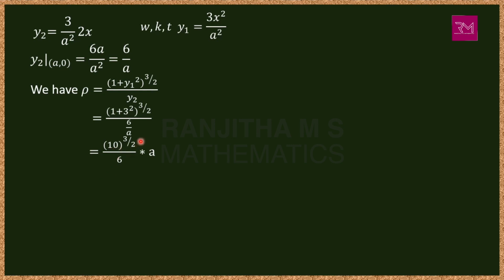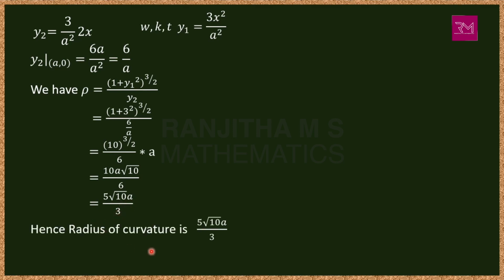We can split 10 power 3 by 2 as 10 root 10. Hence we get 10a root 10 divided by 6. If we cancel the terms, we get 5 root 10 a divided by 3. This is the value of the radius of curvature for the given Cartesian curve. That is, the radius of curvature for the given Cartesian curve is 5 root 10 a divided by 3.